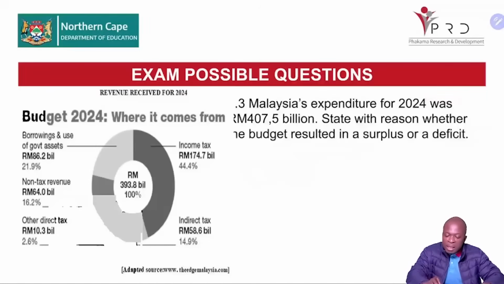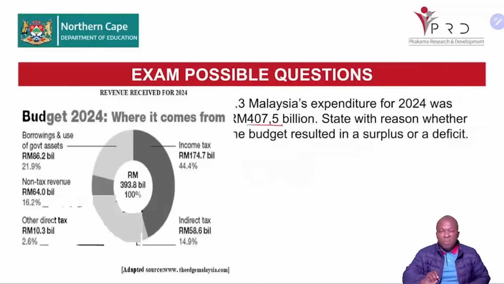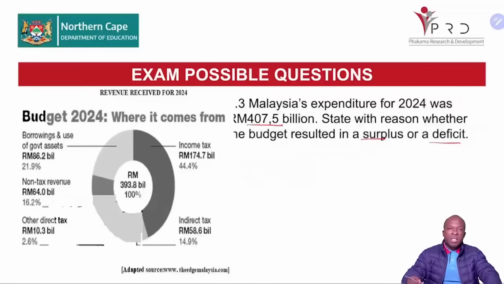It says, state Malaysia's expenditure for 2024 was 407.5 billion. State with reason whether the budget resulted in a surplus or a deficit. So when you have a surplus, it means your income is more than your expenditure. You have something left. When you have a deficit, it means your income is less than your expenditure. What it means is that you are spending more than you are getting.